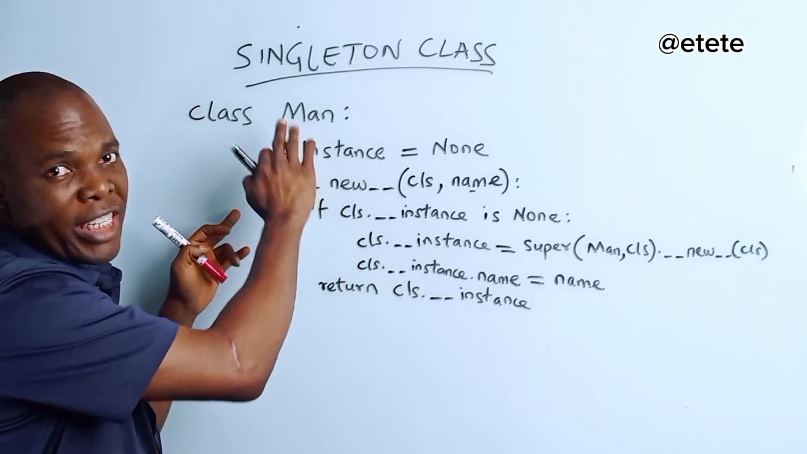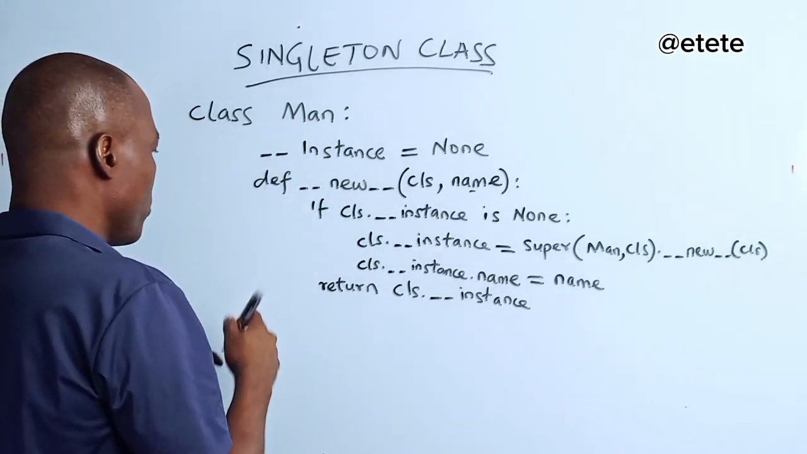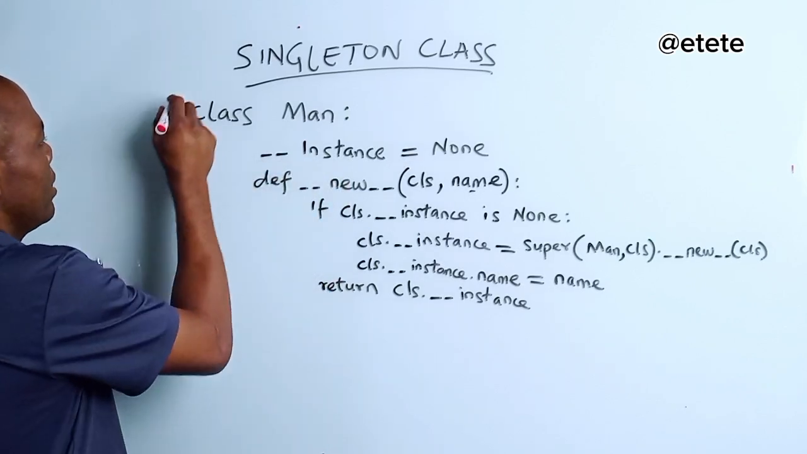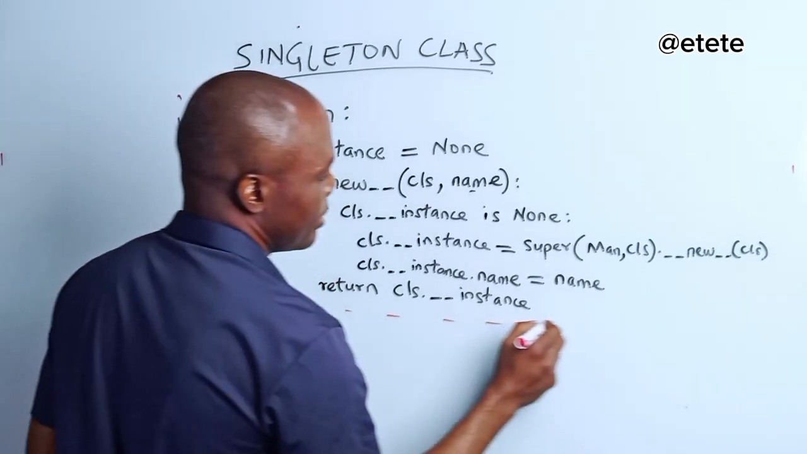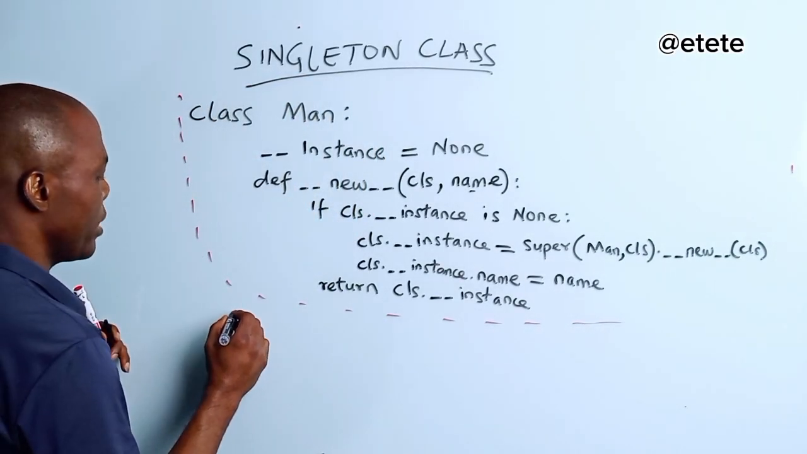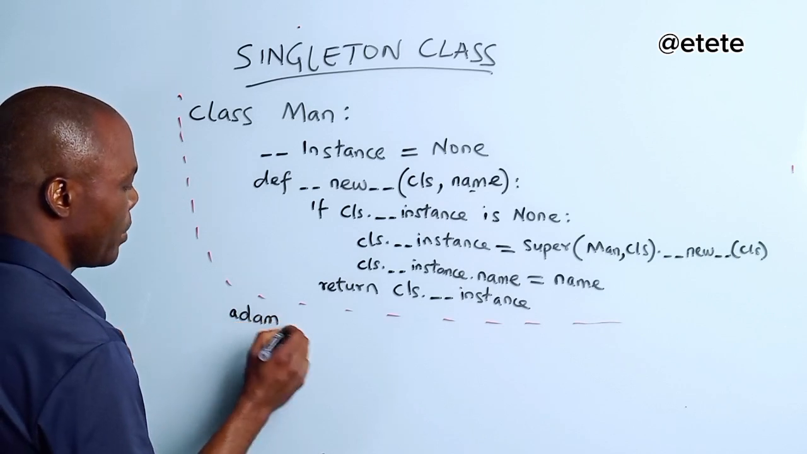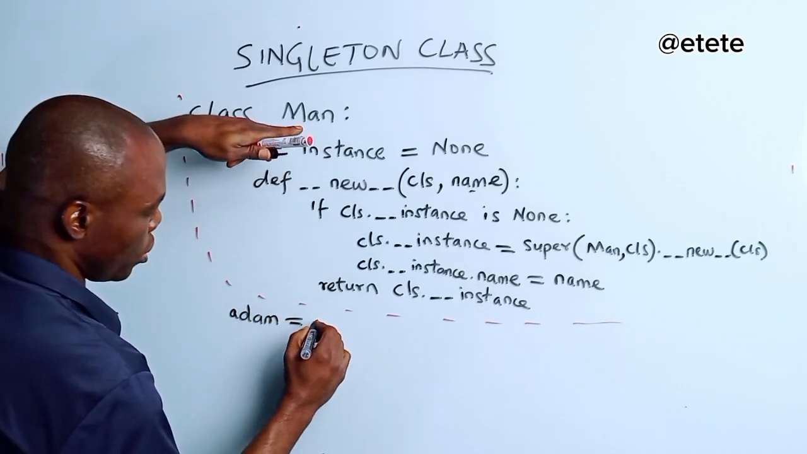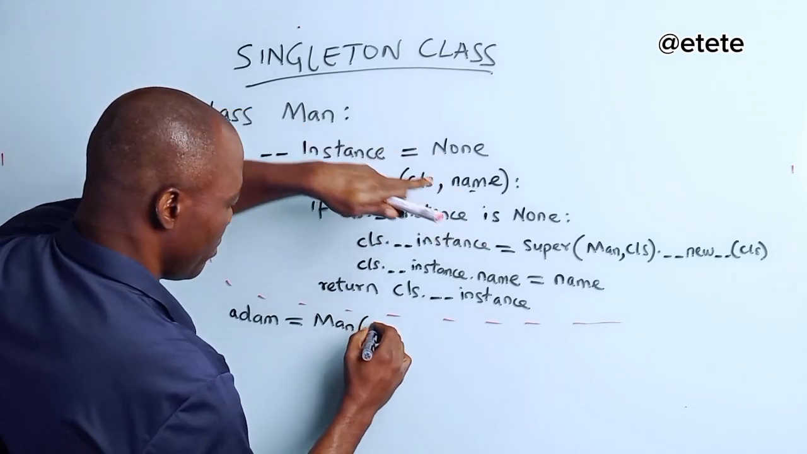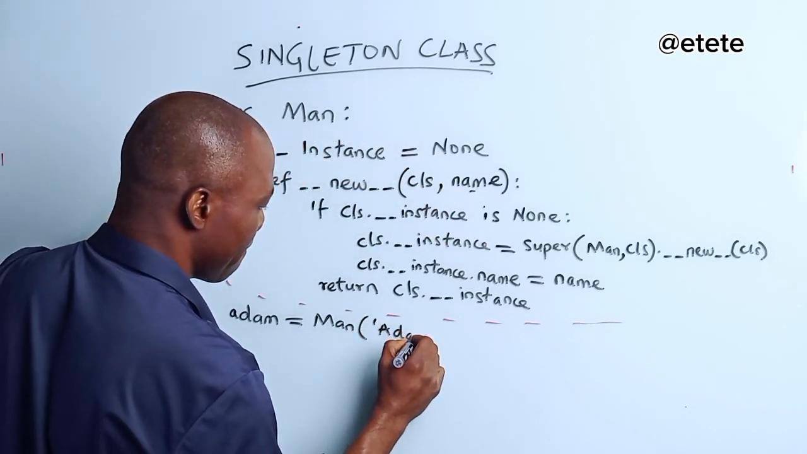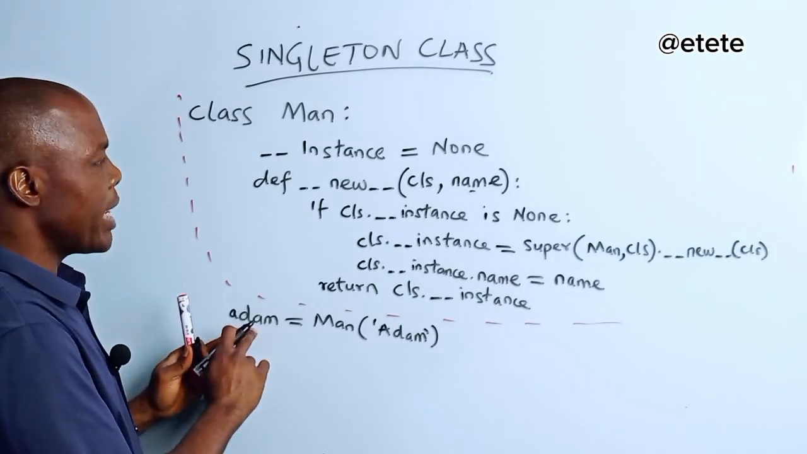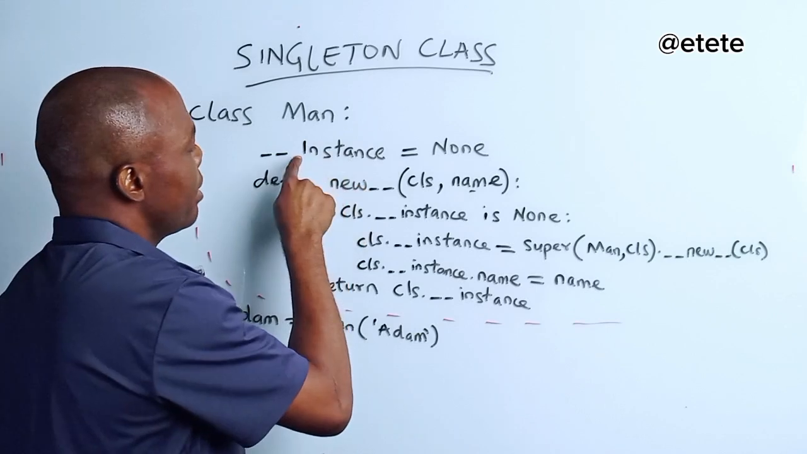So we are now going to instantiate this class. The first thing we will do is come here. This is our class, so we are now going to instantiate it by coming here and saying Adam, and then we'll call the constructor, which is Man, and supply it with a name, which is Adam.